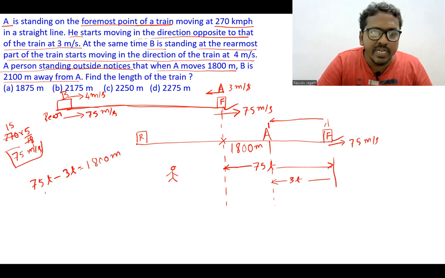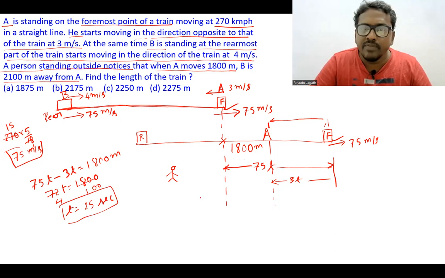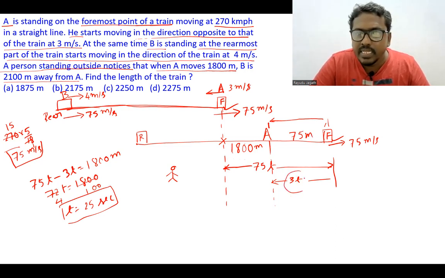So 75 minus 3, 72 T is equal to 1800 meters. 72, 36, 18, 18 fours are 72, 18 hundreds. T is coming to be 25 seconds. That means the time of travel is 25 seconds. So during those 25 seconds, A has moved a distance of 25 into 3, 75 meters. I repeat, A has moved for 25 seconds, so 3T is 3 into 25, 75 meters.